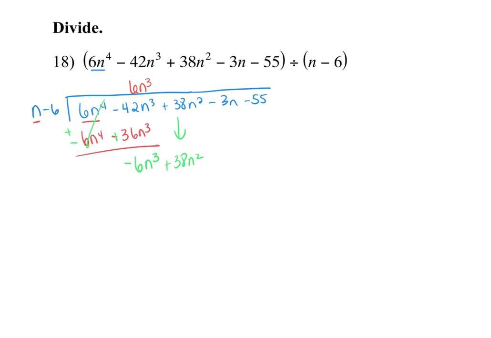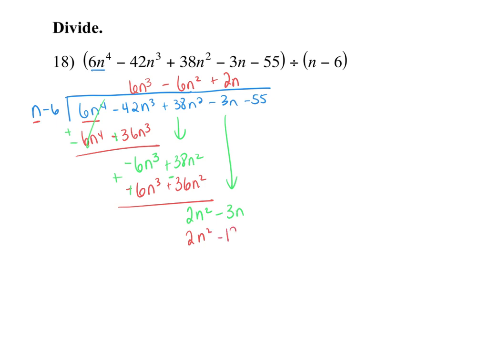I multiply my n by a negative 6n squared to get that. Distribute it through. And then again, you are subtracting, so you are adding the opposite. Then 38 minus 36 gives me a 2. Bring down the negative 3 and do it again. n times what equals 2n squared? A positive 2n. So that's going to give me 2n squared minus 12n, adding the opposite. And then cancel. We get a negative 9.